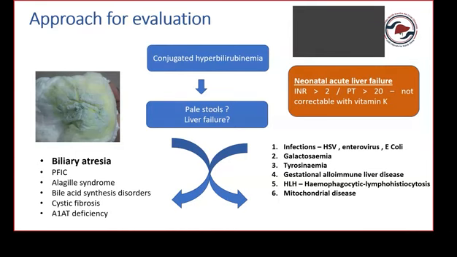So pale stools, it's pretty obvious. You will observe the stool color, and it may be various degrees of pallor. It may be just partially pigmented or totally acholic stools. At the same time, you need to understand, am I dealing with a neonatal acute liver failure, though the child may appear well at the beginning? So the definition of neonatal acute liver failure, for you to understand this slide, is INR more than 2 or prothrombin time more than 20, not correctable with vitamin K. We really do not talk about hepatic encephalopathy in small babies because it will be very difficult to identify. So we go by the clotting mainly.